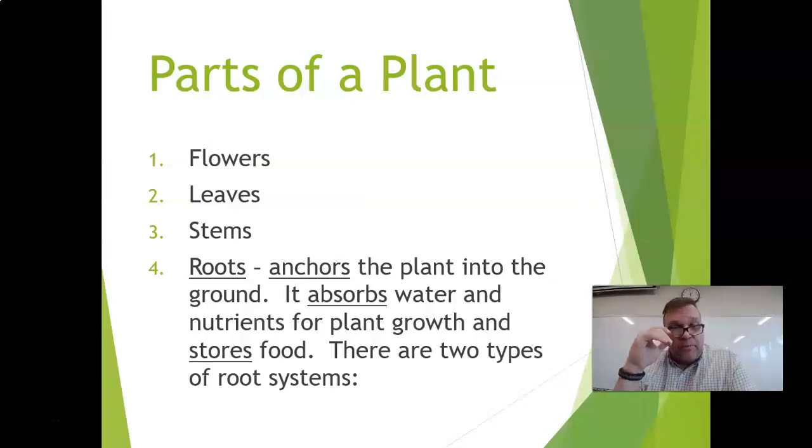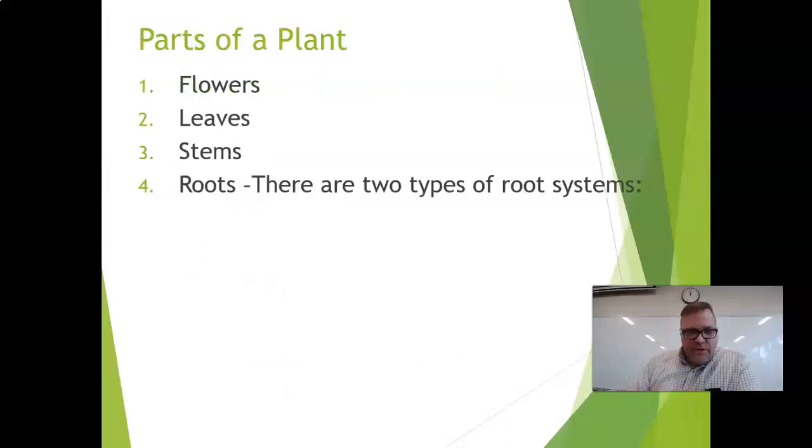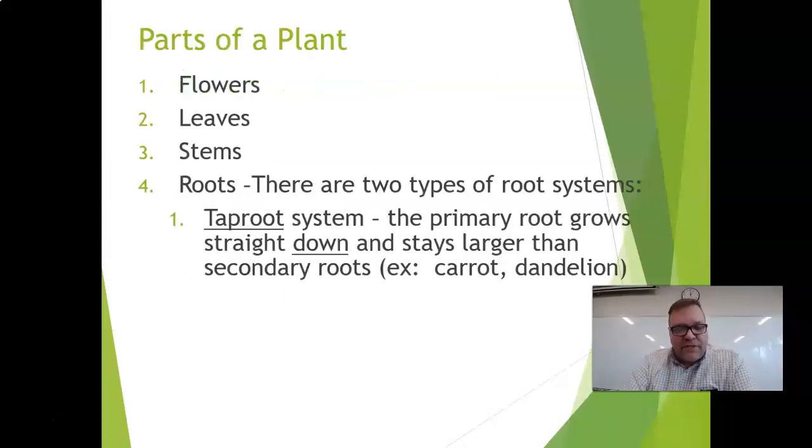The last part of a plant is the roots. They anchor the plant to the ground, absorb water and nutrients for plant growth, and store food. There are 2 types of root systems. You either have the taproot system. The primary root grows straight down and stays larger than the secondary roots.